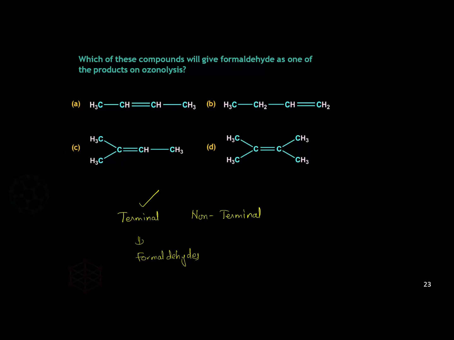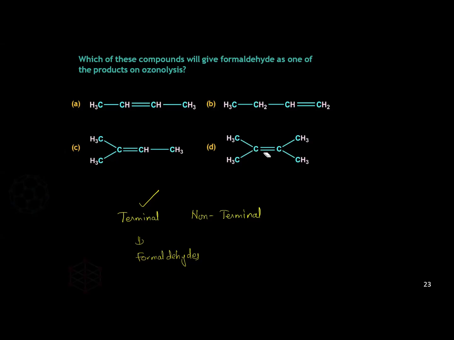Sir, terminal is the end of the carbon chain, right? Yeah. So which one is having the double bond at the end, I mean, on the first carbon? Option D. No, sorry, B.